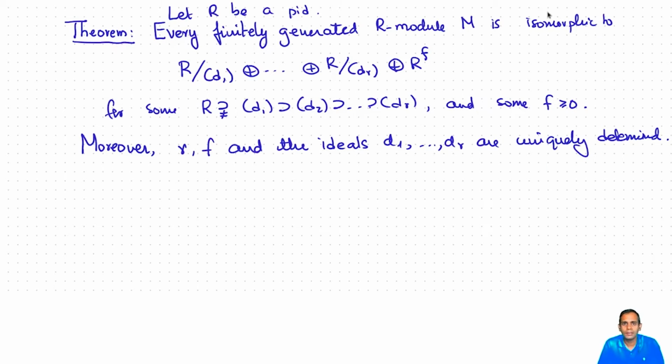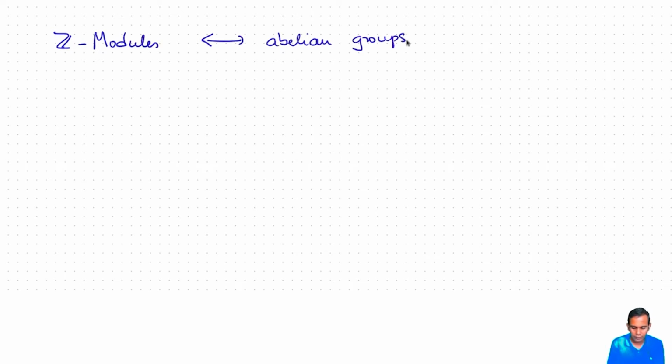What does the structure theorem for finitely generated modules over a principal ideal domain say when we take the PID to be the ring of integers? For this, recall that modules over the integers are just abelian groups. Indeed, if you have an abelian group, you can make sense of multiplication by any integer k.